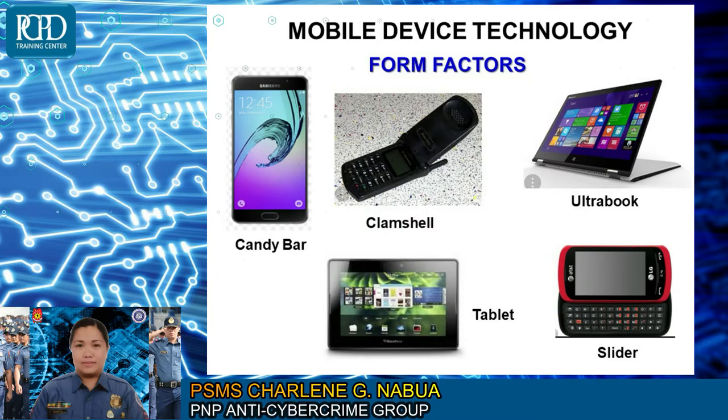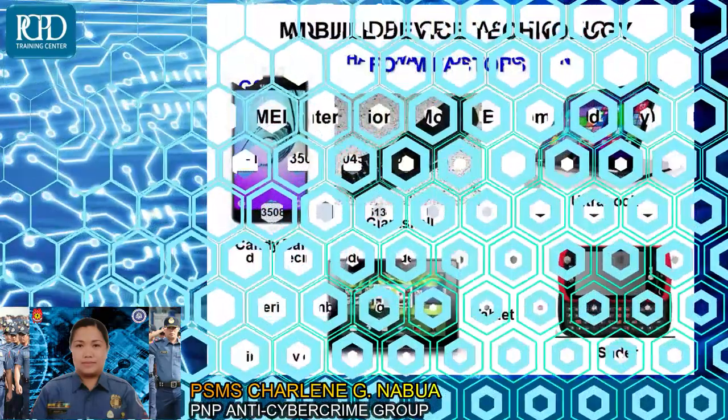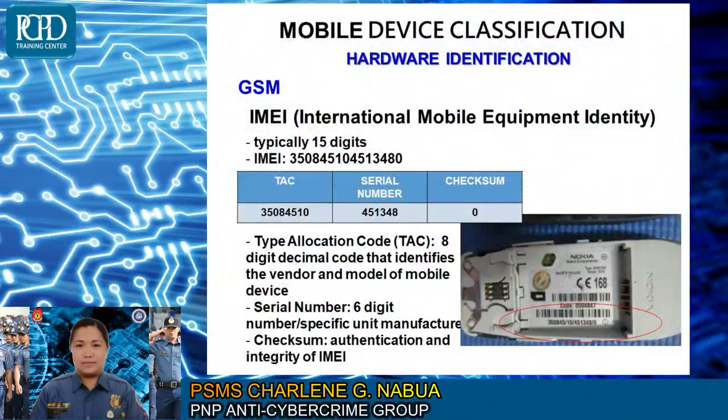Moving on, as I mentioned earlier about GSM, only GSM phone have a IMEI or the International Mobile Equipment Identity. So, typically, 15 digits and usually, nakikita itong at the back of mobile phone. Dun sa mga lumang phone na minsan pagbukas mo, nasa loob siya. Sa likod mismo siya ng battery pag tinanggal yung battery. So, these 15 digits is divided into cluster. Each cluster have meanings. So, the first 8 that identifies the vendor and model of mobile device.